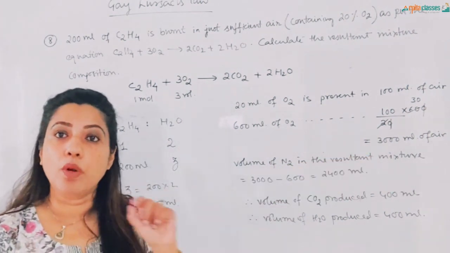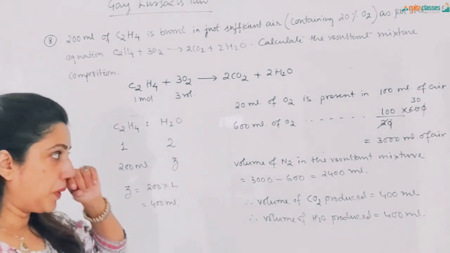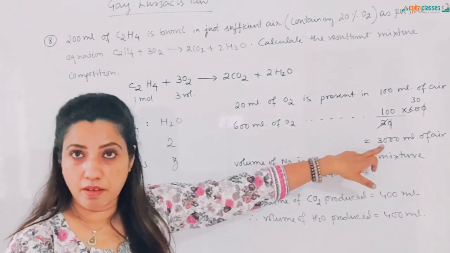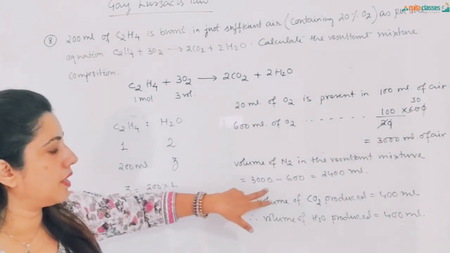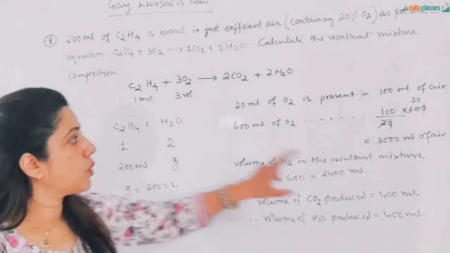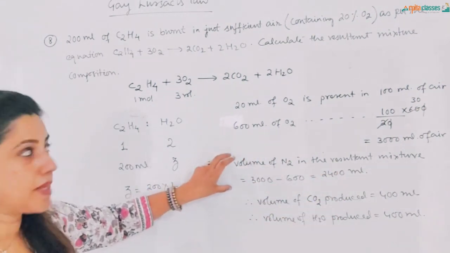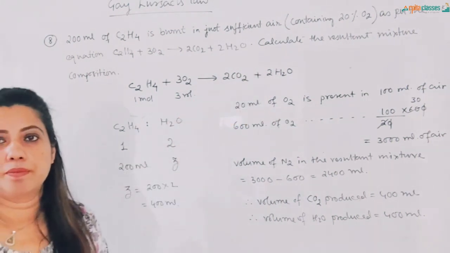Now air doesn't only contain oxygen, but it contains nitrogen also, 80% nitrogen. So if 3000 milliliter of air is there in the reaction mixture, how much nitrogen will be present? 3000 minus 600, that is 2400 milliliter of nitrogen will be present. So in the resultant mixture, this nitrogen will be present along with the product, that is carbon dioxide and water.